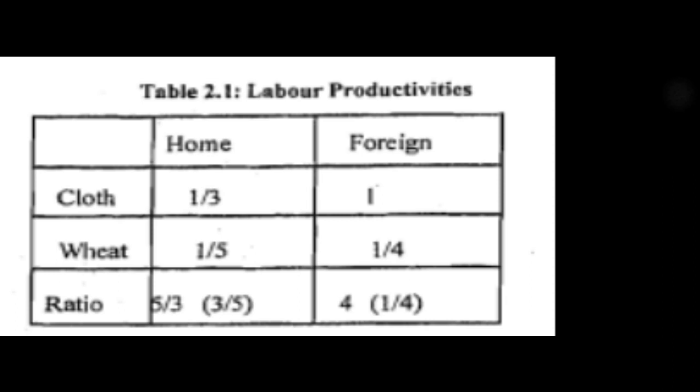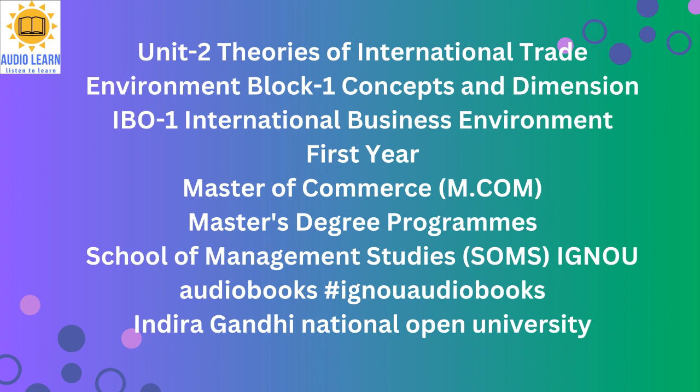If we compare the ratios of the labor productivity in cloth to that in wheat production, we see that the foreign country has a higher ratio, 4/(5/3), and therefore it is relatively more productive in cloth. On the other hand, if we compare the ratios of labor productivity in wheat to that in cloth production, the home country has a higher ratio, 3/5 over a quarter, which shows that the home country is relatively more productive in wheat.